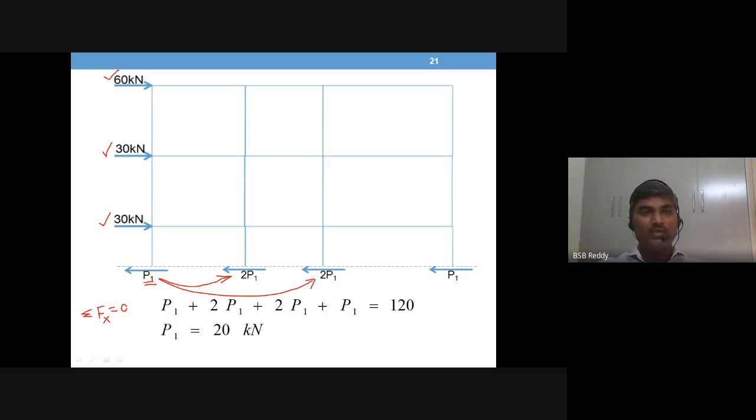External force applied is 120 kilonewton. Again, same, 6 times P1 is equal to 120. So 20 is the shear force value in this exterior column. Double is 40, the interior column shear. Same here, and it is again 20 here. So 20 and 20 in the exterior columns and 40 in the interior column.